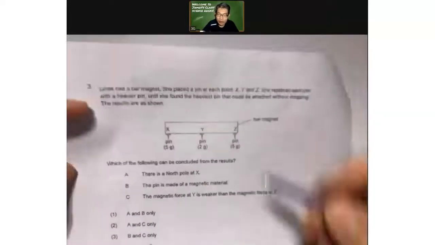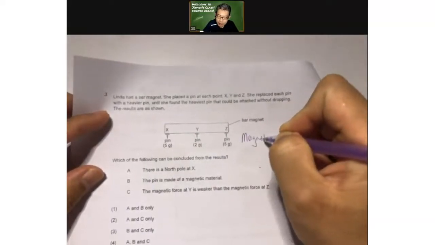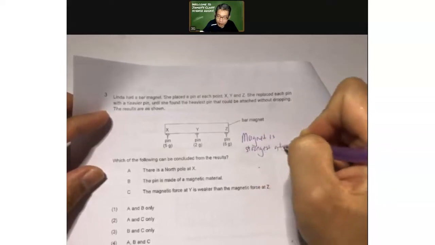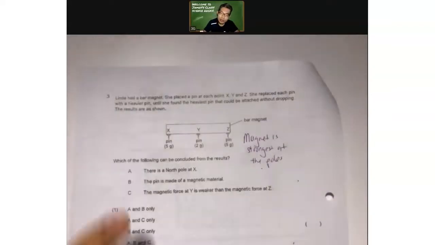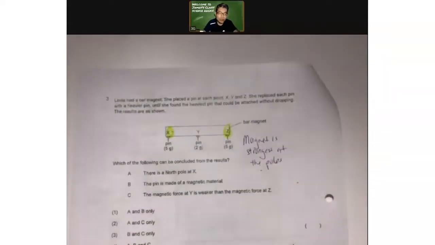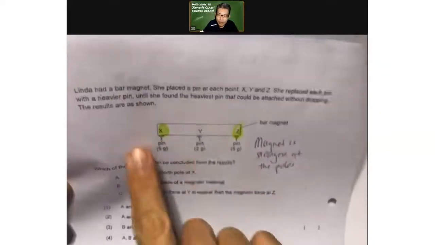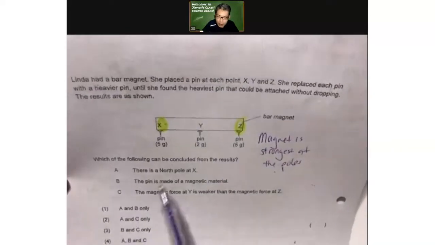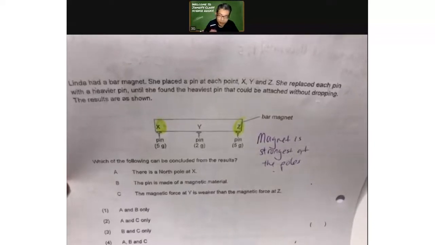So we know the science concept here is the magnet is strongest at the poles. And where are the poles? This will be the pole. This will be the other pole. Which one is north, which one is south? I have no idea, but they are the poles. They are always at the two ends of a bar magnet. So, is it a north pole at X? I don't know. It could be a south pole, but let's hold on for a moment.